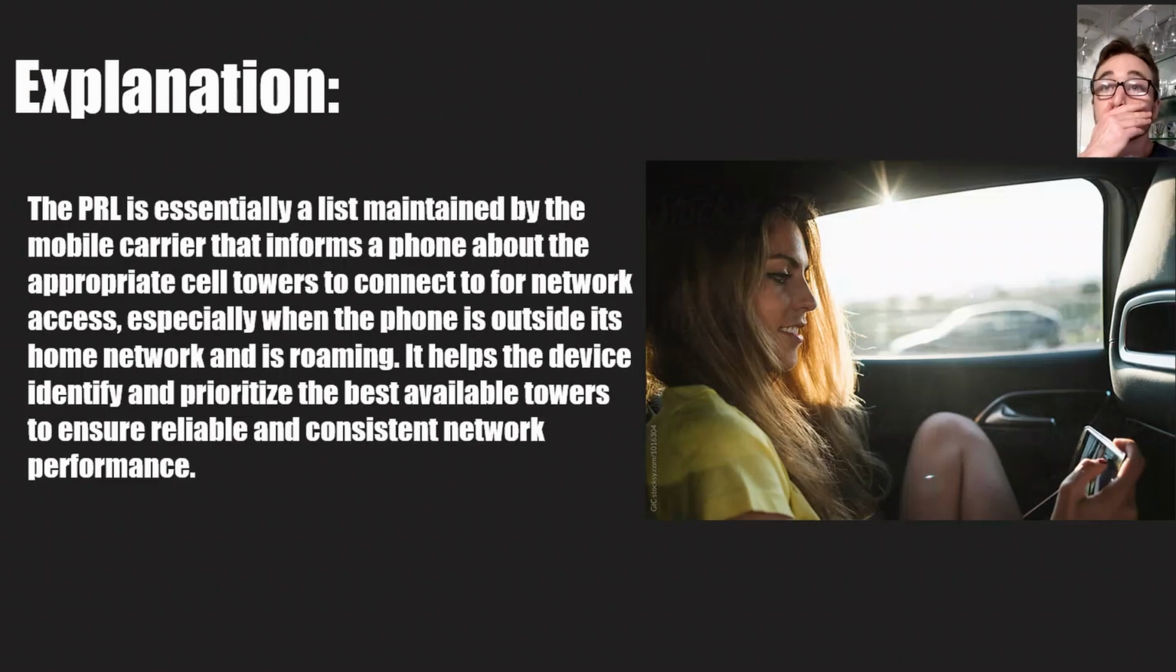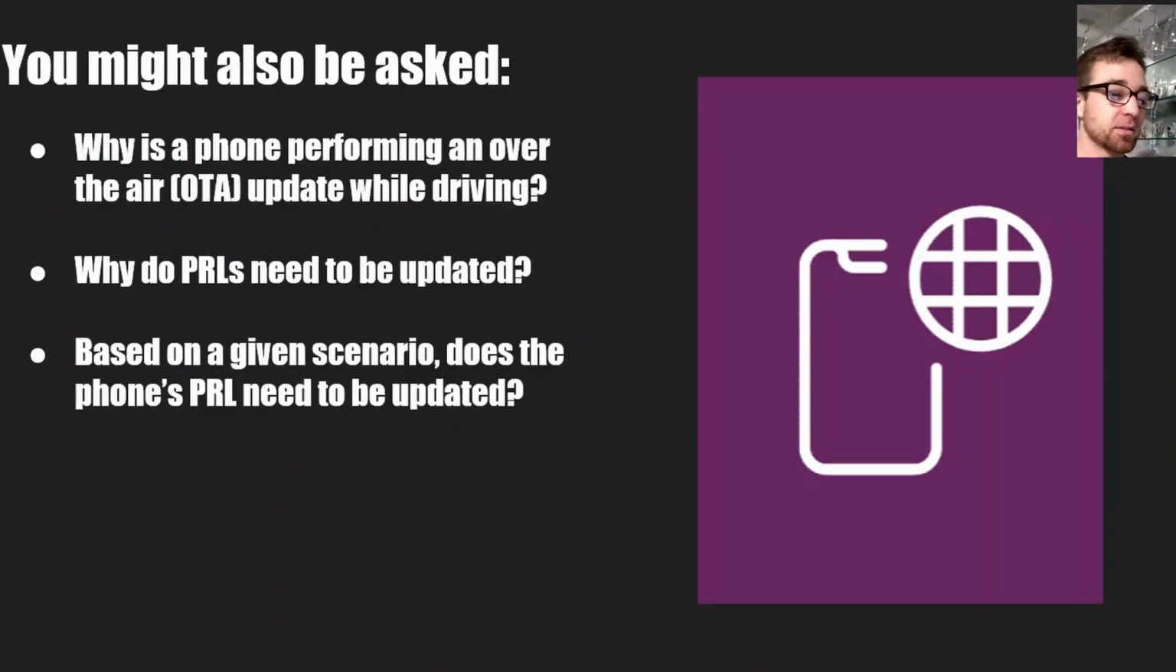So if you're moving, if you're on the drive, your phone might just need to update its data to know what cell towers to speak to get the best service. That's pretty much it, right? That's all you're going to need to know. But in relation to specifically what kind of questions you might be asked, why is a phone performing an over-the-air or OTA update while driving? So that basically means it's updating wirelessly.